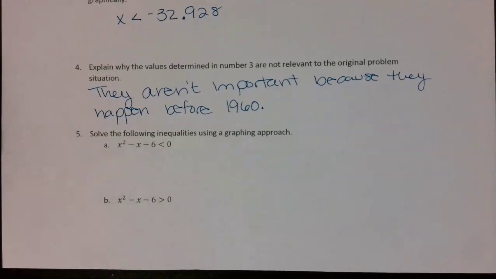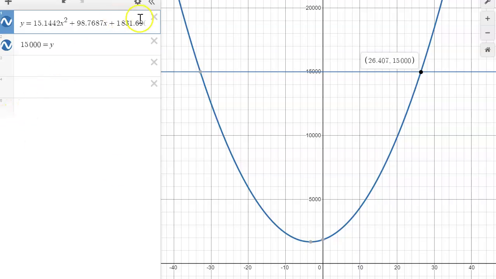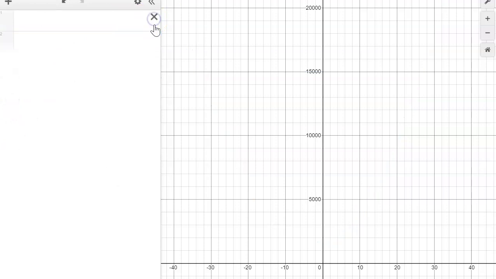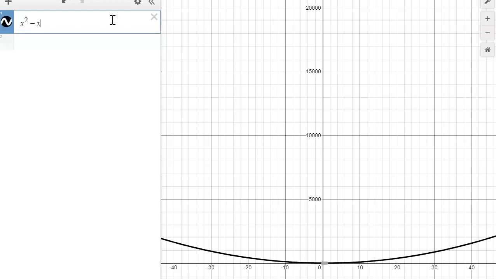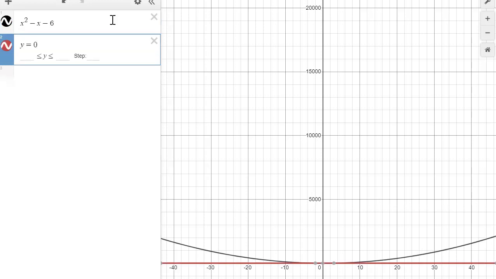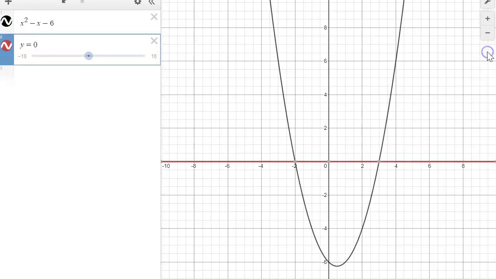Number 5 wants me to solve the two using a graphing approach. So I'm going to type them in, just the left side first, minus x minus 6. And then I want to do y equals 0 for my second one. And I want to go home to make it look better. So for A, I'm caring about values less than 0. So it's between -2 and 3.